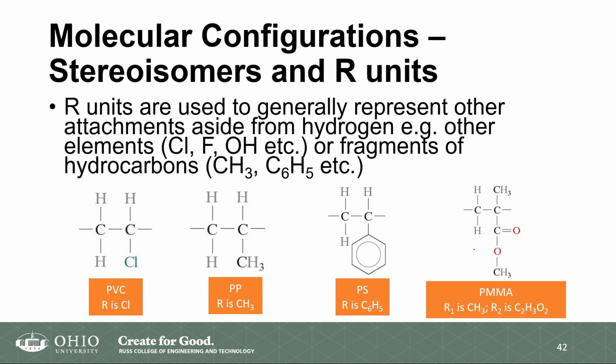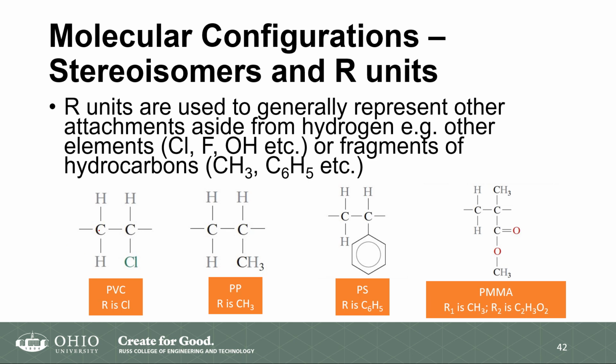So now we're going to talk about the different names for these stereoisomers. Again, just keeping in mind that the way I can tell that a polymer is going to have a stereoisomer is by looking at my repeat unit and noticing that I have a group on there that is different.